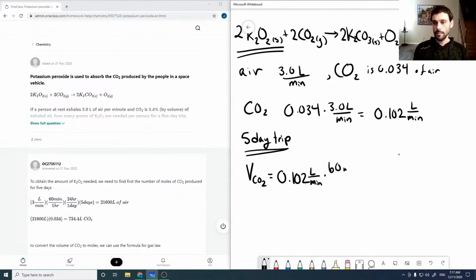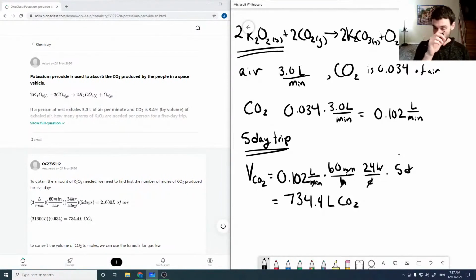And so our total volume in 5 days is going to be 0.102 liters per minute times 60 minutes per hour times 24 hours per day times 5 days. So our days will cancel, our hours will cancel, and the minutes will cancel, leaving us with an answer in liters. And so this gives us 734.4 liters.